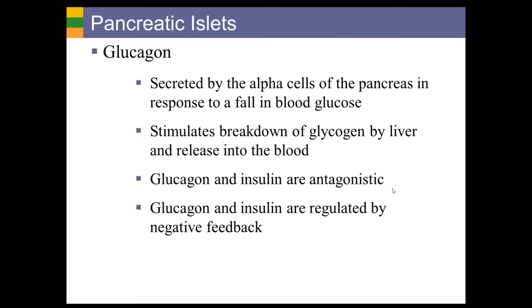You can almost think of them as sort of like your brake and your gas. They both control velocity of your car, but they have opposite effects, and they counterbalance one another so that blood sugar levels can remain in that normal range because they're critically important. Both of them are regulated by negative feedback.